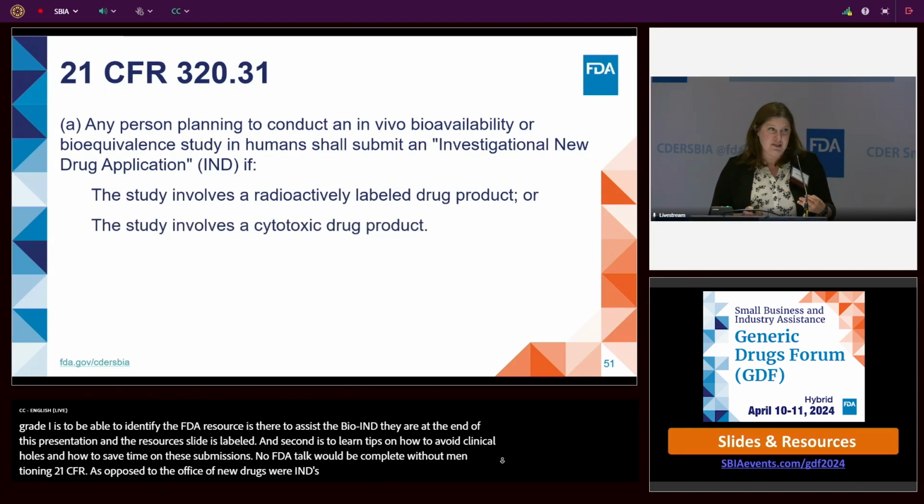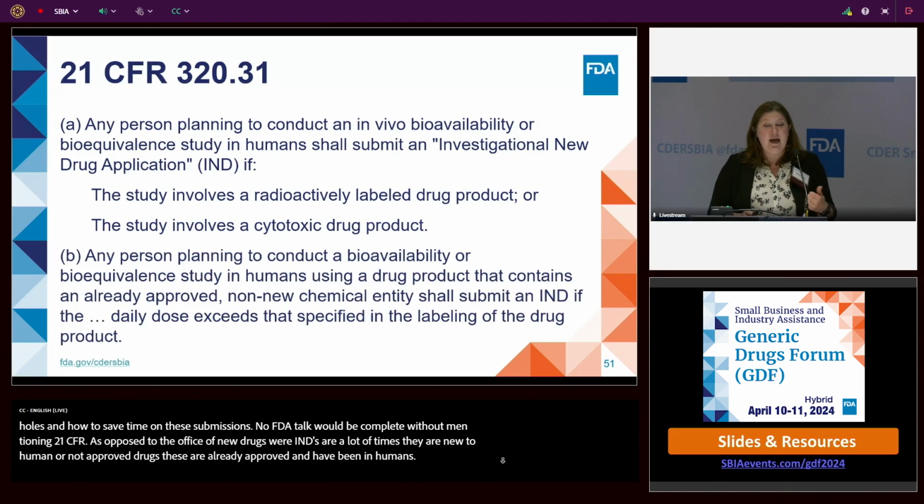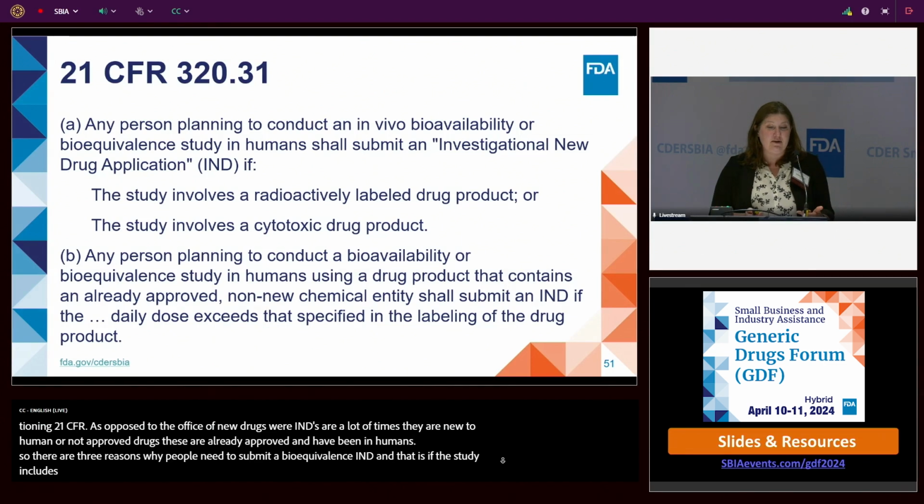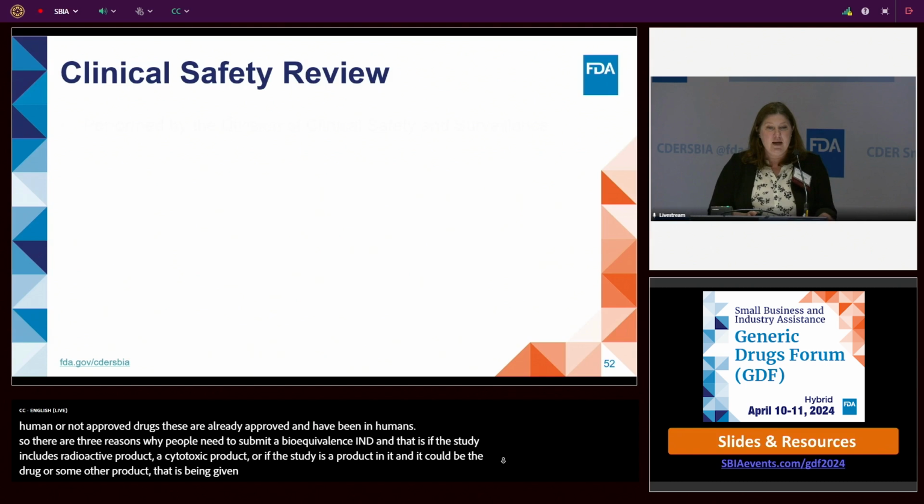So there are 3 reasons why people would need to submit a bioequivalence IND. And that is if the study includes a radioactive product, if it includes a cytotoxic drug product, or if the study has a product in it, and it could be the drug, it could be some other product that is being given above the dose that is recommended on the labeling.